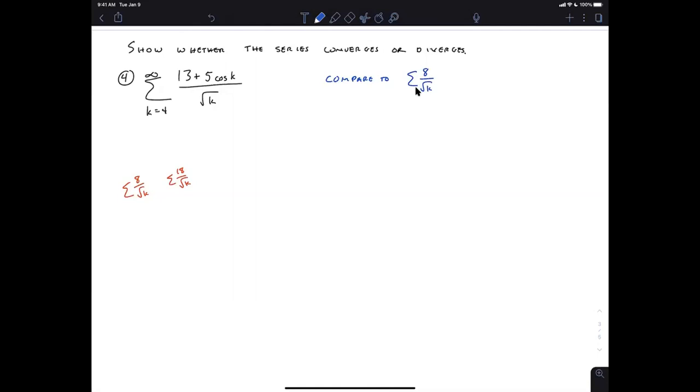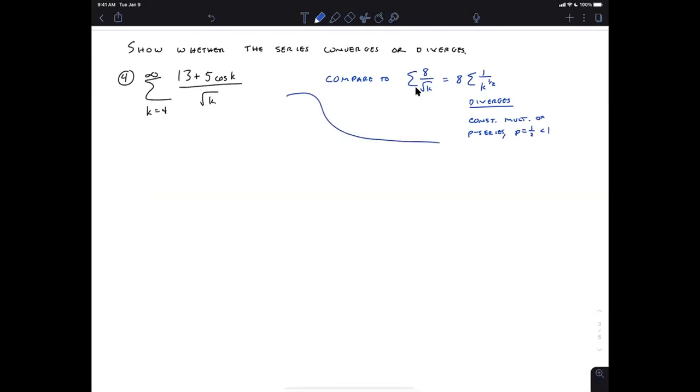Okay, so we're going to prove what this one does. We pull the 8 out and write it as 1 over K to the 1/2 inside. That diverges because it's a constant multiple, because of the 8, of a P series where P is 1/2 and 1/2 is less than 1. So then we want the original to be bigger. We chose it so that it is.